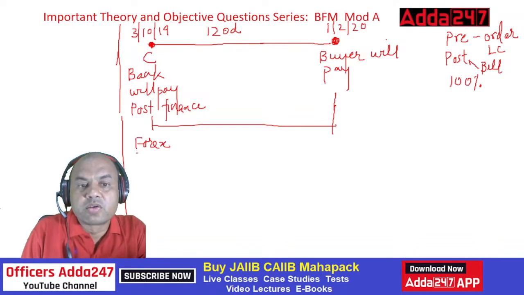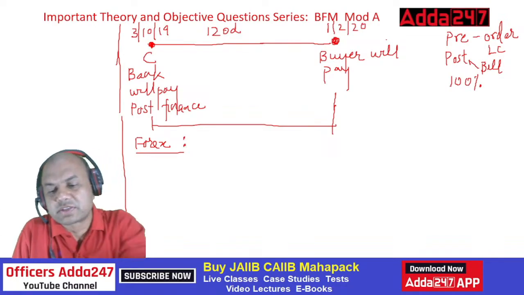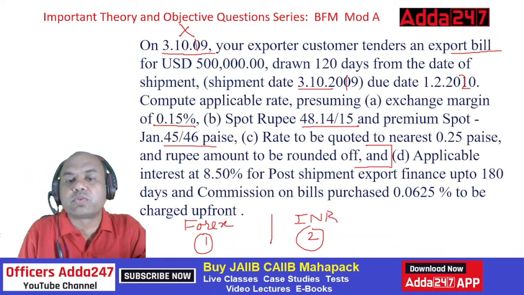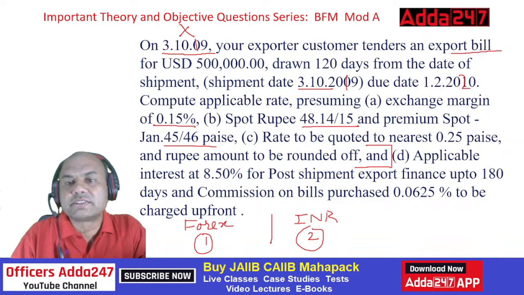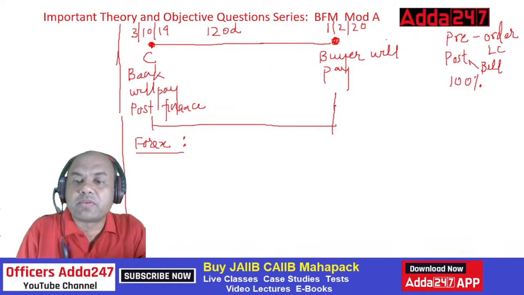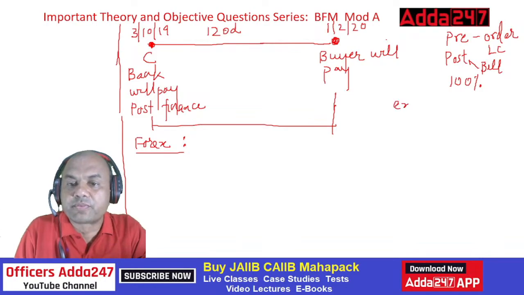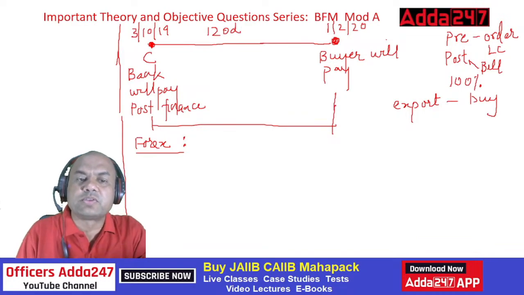What is the forex part? See here, today's date spot rate is given: 48.1415. So which one should I take now? Is this export or import? This is an export client, right? Whenever I have an export client, always use the buy rate. For export, always buy. Got it? And for import, always use the sell. So I'll be using the buy rate.